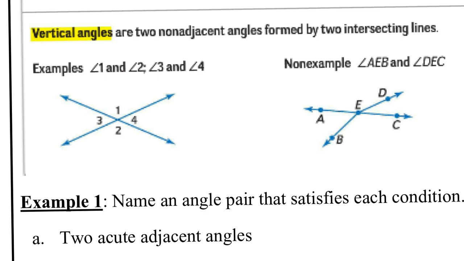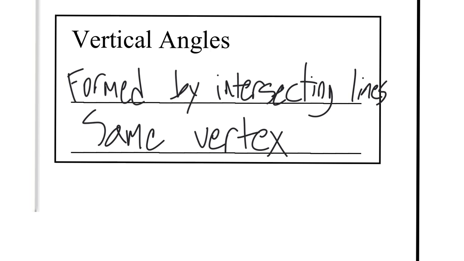So your non-example, you see how there's a bend here? You need 2 straight lines. This line is fine. If this line were straight, I would have a picture like this one. But because this line is bent, it does not create a vertical angle. So the key pieces of information for vertical angles is that they're formed by intersecting lines and that they share a same vertex.